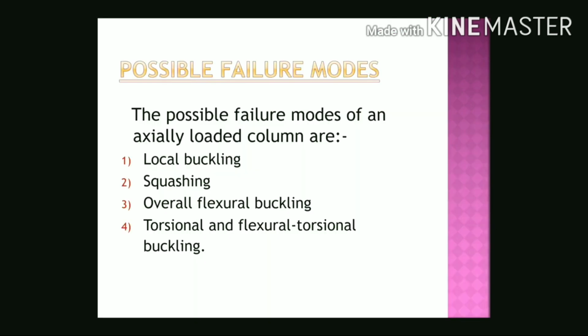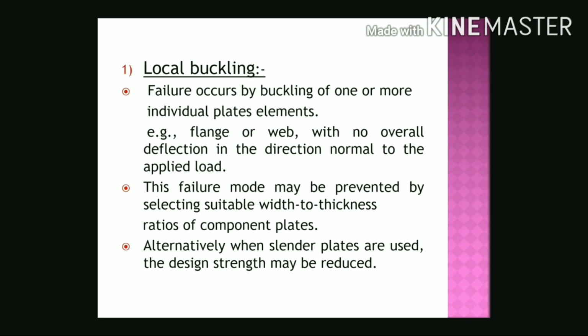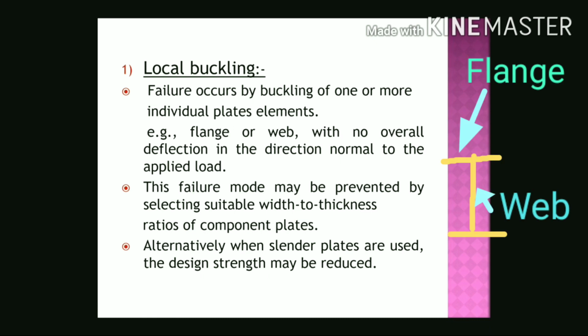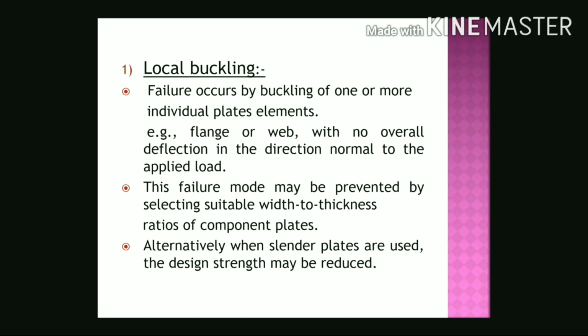Possible failure modes. The possible failure modes of an axially loaded column are: first, local buckling; second, squashing; third, overall flexural buckling; fourth, torsional and flexural torsional buckling. In that, the first one is local buckling. It means the failure occurs by buckling of one or more individual plate elements. Example for that: flange or web, with no overall deflection in the direction normal to the applied load.